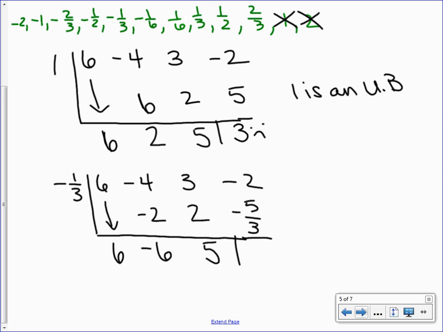Okay, now we know that this is not going to have a remainder of 0. And we don't really need to know the remainder, but what sign value is it going to be? It's going to be negative, right? Now, we have a negative C value, and we alternate signs, which means negative 1/3 is a lower bound. So negative 1/3 was not a 0, but these aren't going to be either. Don't try that.